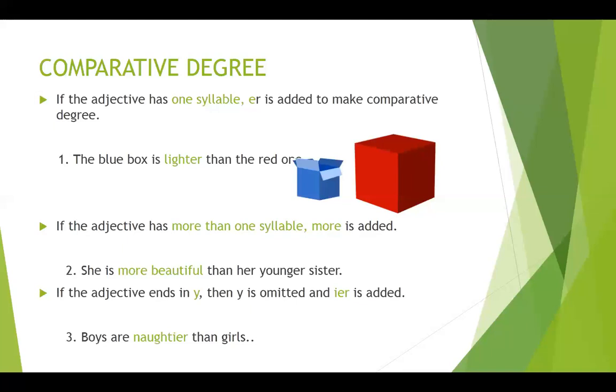Number 3. If the adjective ends in Y, then we do not write Y. We omit Y and then we add -ier. So Y is changed into I and -er is added. Why do we do so? Why do we not consider it 2 syllables? Because Y is not considered a separate syllable. For example, boys are naughtier than girls. Naughty is the positive adjective and naughtier, -ier. Y is omitted here and then we add -ier.